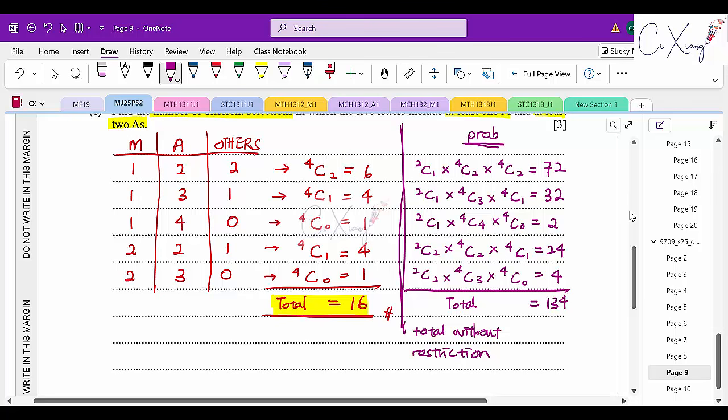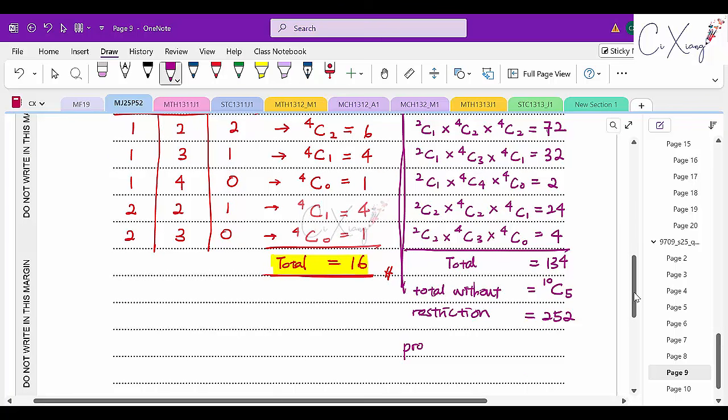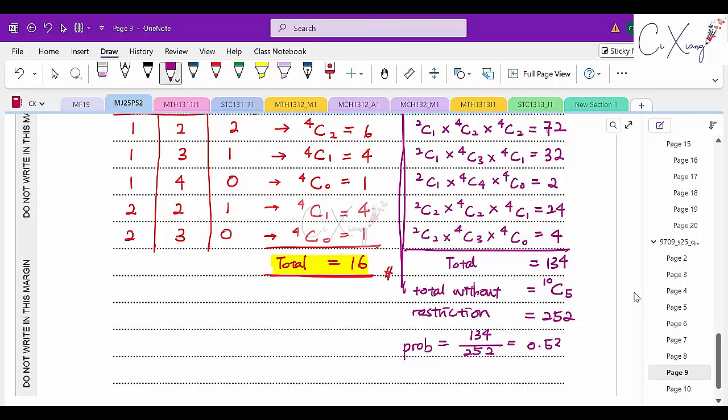But when they're asking for the probability, you need to calculate the total without restriction also, which is 10 letters, choose 5 of them. When you choose 5 of 10 letters, you will get 252. Now, to calculate the probability, you take the total cases with restriction divided by the total without restriction. So 134 divided by 252, you'll be having 0.532, correct to 3 significant figures.